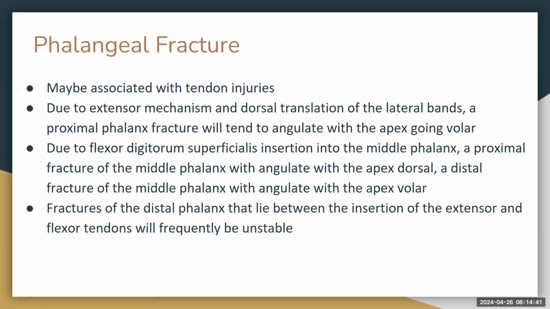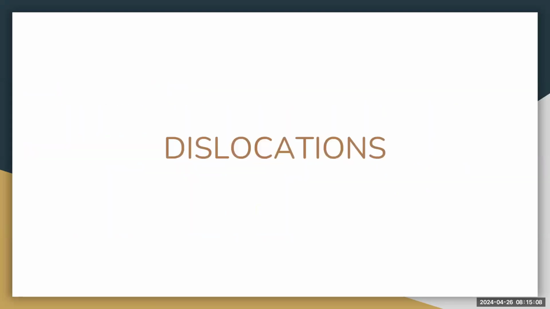Due to the FDS insertion at the middle phalanx, a proximal fracture of the middle phalanx will angulate dorsally with the apex dorsally. A distal fracture of the middle phalanx will angulate with the apex volarly. And then fractures of the distal phalanx that lie between the insertion of the extensor and flexor tendons will frequently be unstable. Things to look out for there.